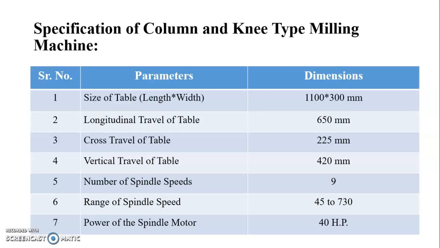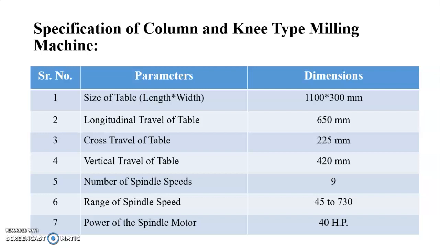So next, there are some specifications of a column and knee type milling machine. In the first column the parameter is given, and in the second column the dimensions. The size of the table, that is length and width, is 1100 by 300 mm. Then the longitudinal travel of the table is 650 mm. The cross travel of the table is 225 mm. The vertical travel of the table is 420 mm.